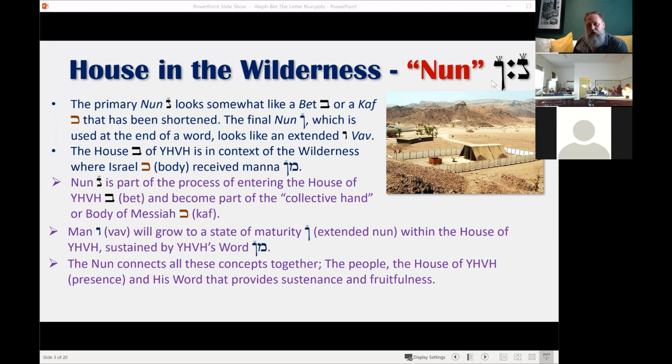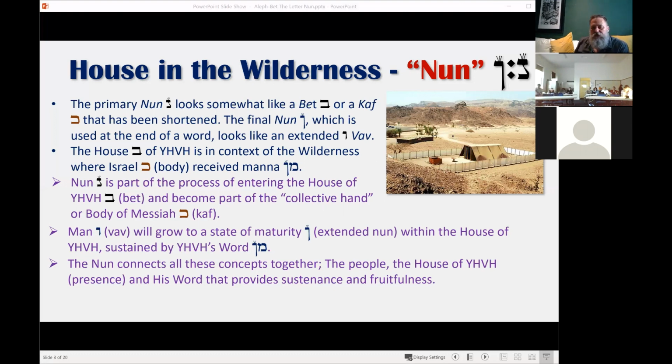So that gives us the idea that the fruitfulness of the Nun produces a Vav that is larger than a normal Vav. Now we know that Vav means man, so the larger Vav represents an extended or mature form of man, a greater man. So that is what the fruitfulness produces, that level of maturity.